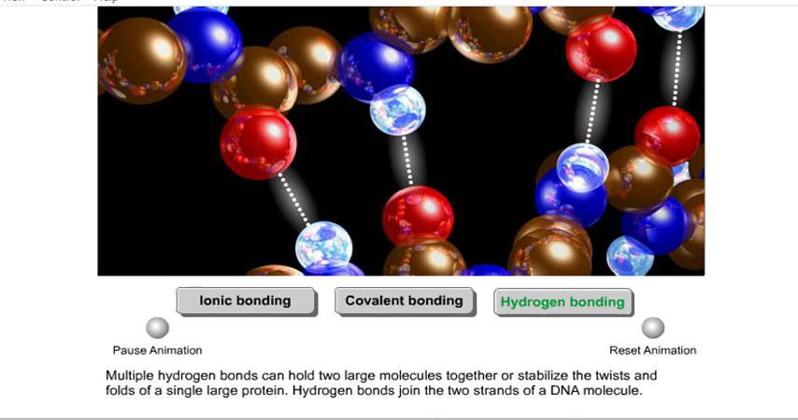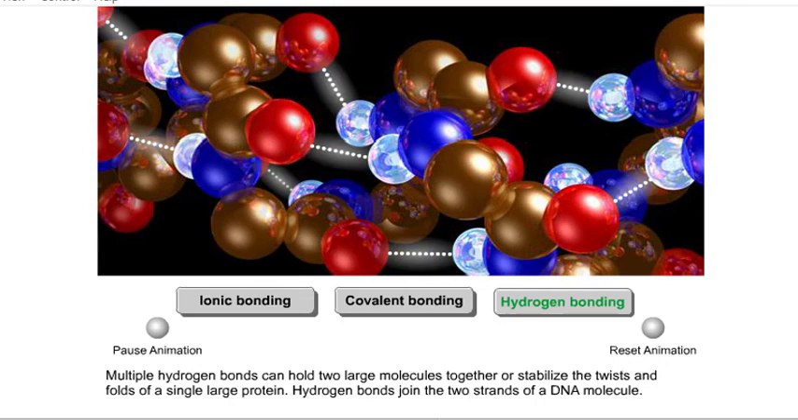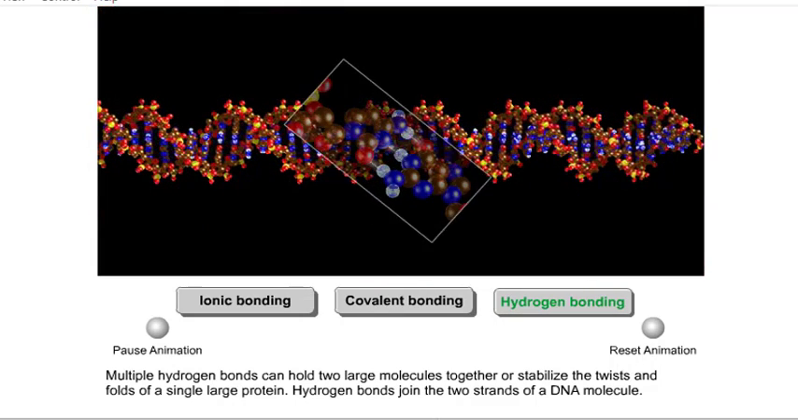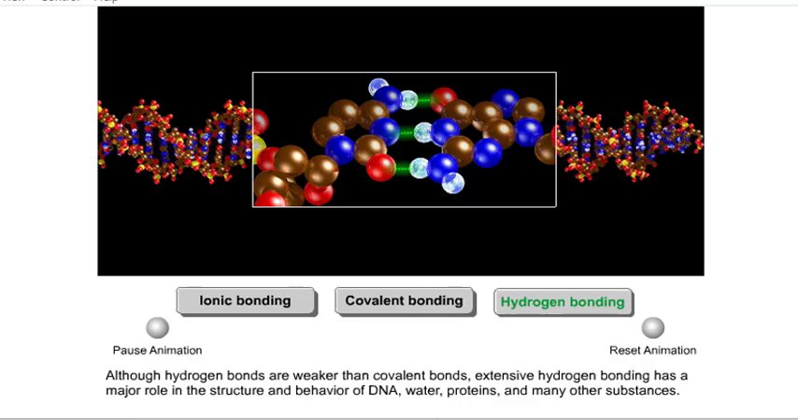Multiple hydrogen bonds can hold two large molecules together, or stabilize the twists and folds of a single large protein. Hydrogen bonds join the two strands of a DNA molecule. Although hydrogen bonds are weaker than covalent bonds, extensive hydrogen bonding has a major role in the structure and behavior of DNA, water, proteins, and many other substances.